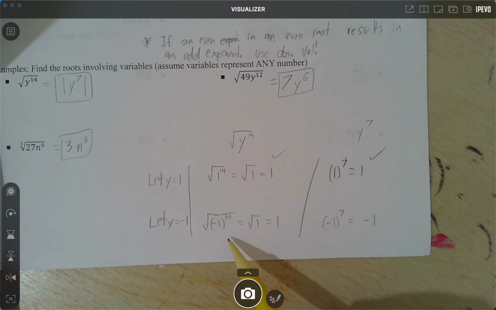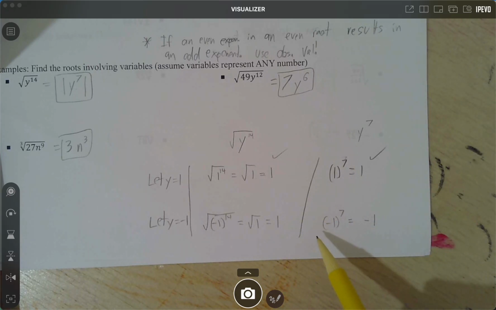Let's deal with -1. If I plug in -1 to the 14th, it becomes positive. Square roots is still positive. Now this one, if I have -1 to the 7th, it actually becomes -1. So the issue is, these don't agree.